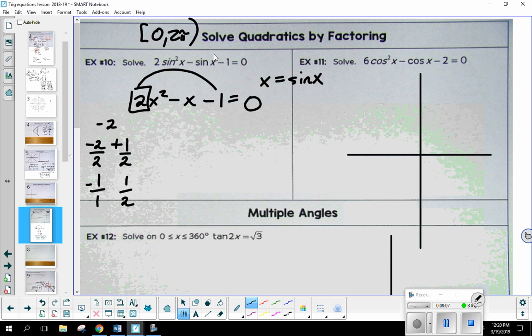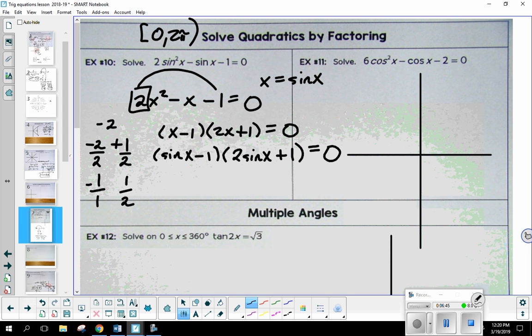Okay. Now, what we want to go ahead and do is use those fractions to create my binomials. So what's this first one here? x minus 1. Okay, so that would be x minus 1 times 2x plus 1. There we go. So is everybody okay with how we factored the trinomial? Okay, so now I'm just going to go back and replace x with my trig function. So x minus 1 is actually sine of x minus 1. 2x plus 1 is actually 2 sine of x plus 1. There you go. And see, now it's a problem like we're accustomed to solving.